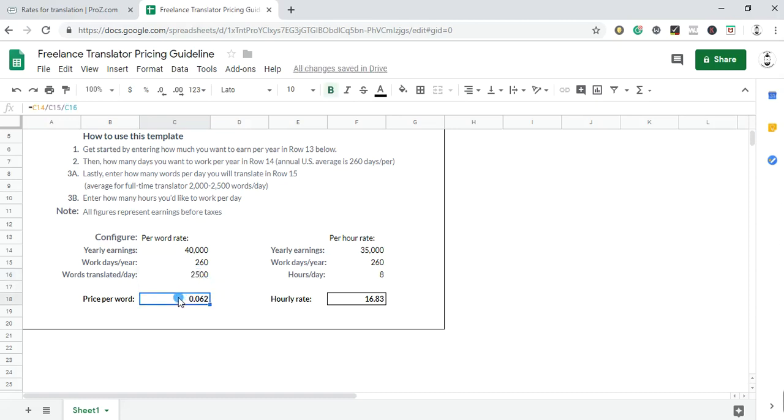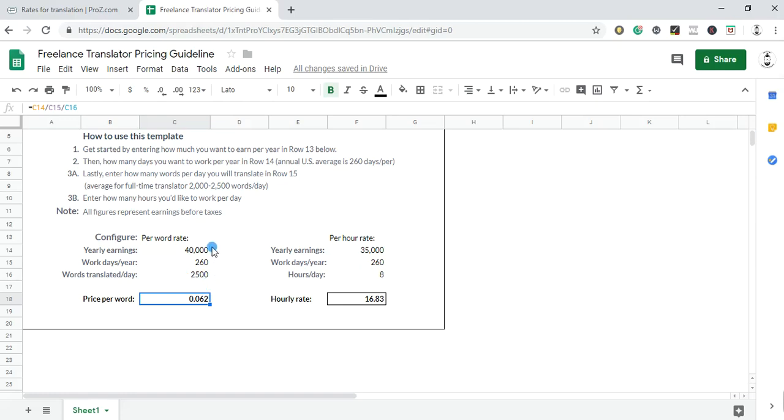So this, remember, these notes are all before taxes. And I wish I could talk about taxes, but I can't cover them, and I'm not a lawyer. So in order to learn about taxes and all of that, you'll have to talk to a lawyer or an accountant or somebody who knows the laws in your country. So all of this is just to give you a general idea based on your goals.